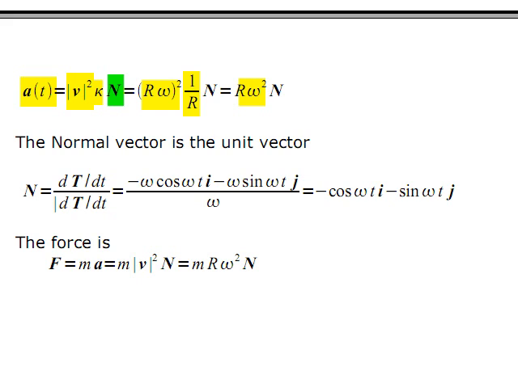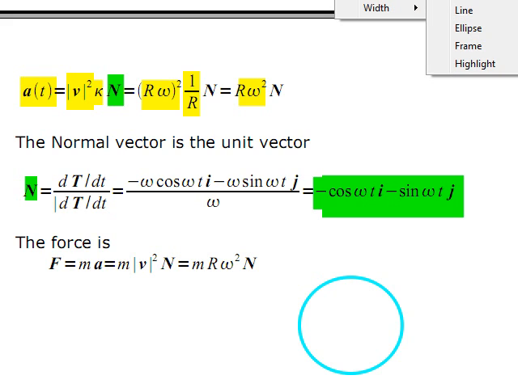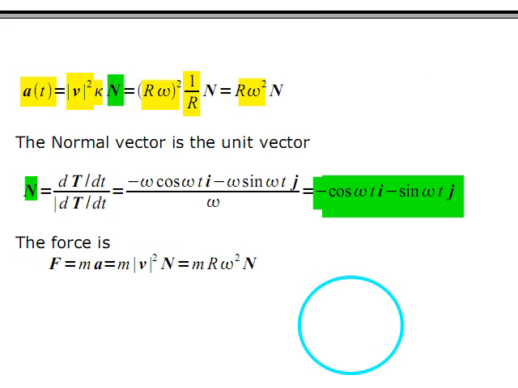Here's a normal vector, and we get minus cosine omega t in the i direction minus sine omega t in the j direction. So let me show you that that indeed is a good result for the normal vector. So here's our circle again for the path of this object, and we'll look at, well, that's not such a good drawing.